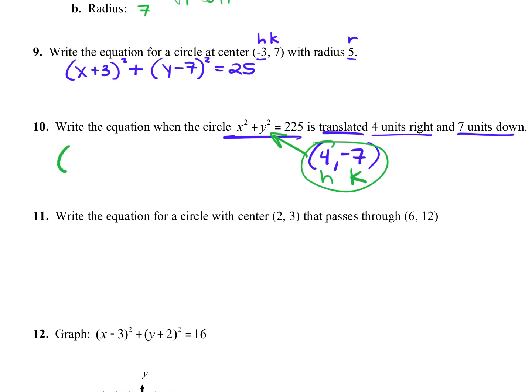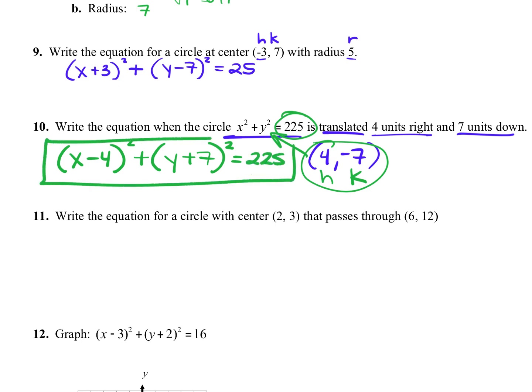Right, let me put x minus 4 squared plus y plus 7, minus the negative 7, equals what? 225. Yes, your radius doesn't change because you slid it to a new spot, right? So whatever r squared was, leave it alone. It's still 225, still the same circle, it just shifted over. Okay?